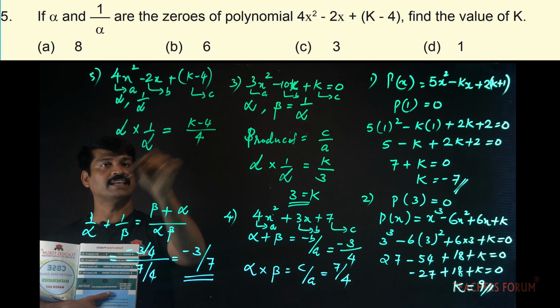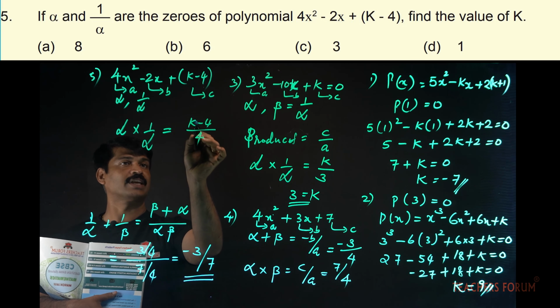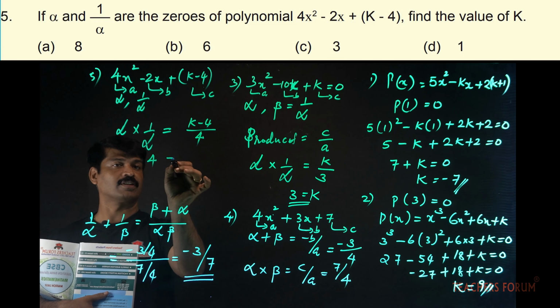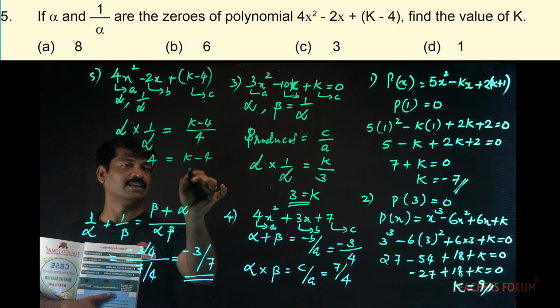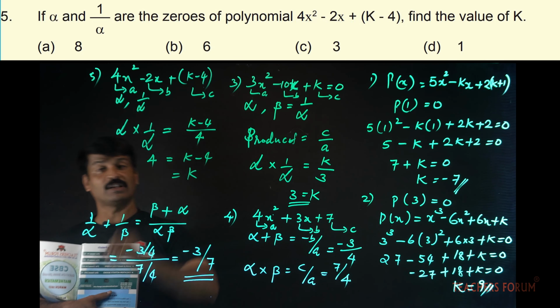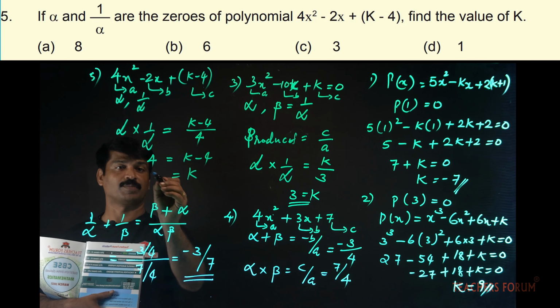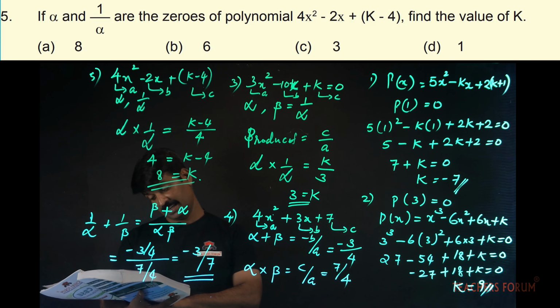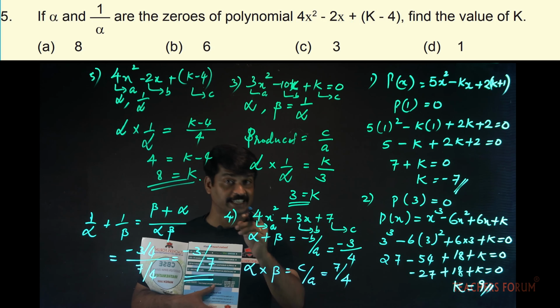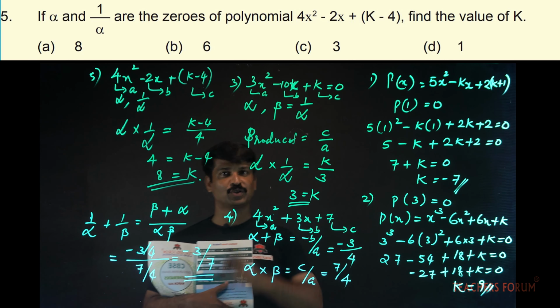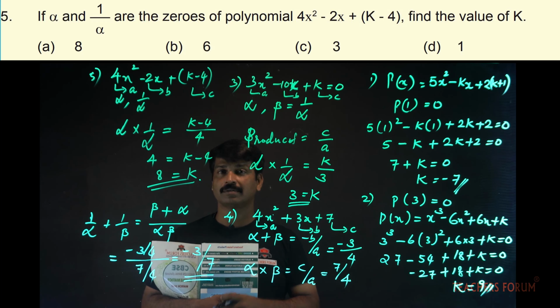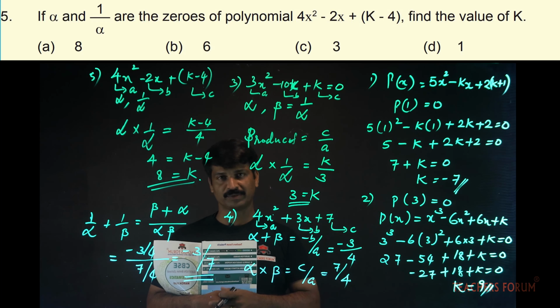Now, alpha gets cancelled. 1 is equal to k minus 4 by 4. 4 into 1 will give you 4. 4 is equal to k minus 4. Then what is k? Minus 4, take to the left side, it becomes plus 4. So, 4 plus 4, that is 8. So, what is the value of k? The value of k is 8. That is option A. I think it is clear to you. It's very simple. Only if you know the basic concepts, then you can solve this type of problems very easily.